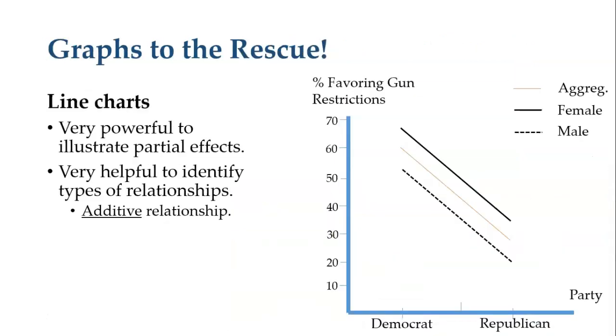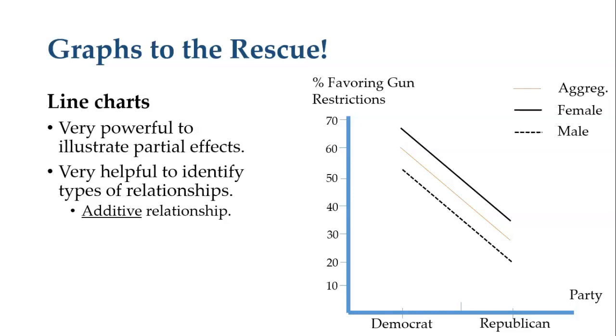Okay, so we have tables, but we also have figures to try to identify these relationships. And one of the most powerful figures is the line chart. The line charts are very useful, and in general, as you have seen, figures tend to be more useful than tables to identify these relationships very quickly. So you can see here that there is an additive relationship between partisanship and the public opinion on gun restriction.